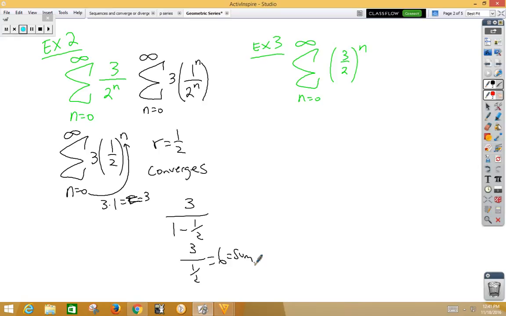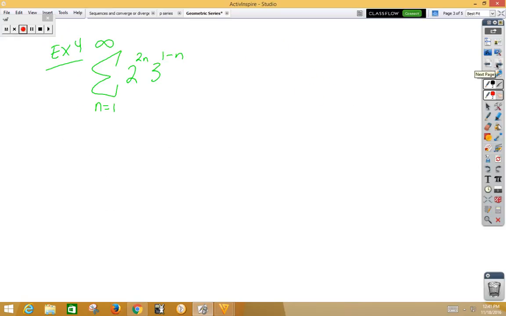In our third example, again, this is geometric. It's in the form of a(r) to the k, but this time r being 3/2. Well, that's greater than 1, so this one automatically diverges. In example 4, this one's a little more complex and will require a little bit of work on our part.